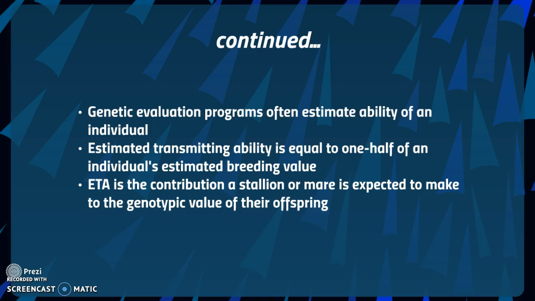Continued. Genetic evaluation programs often estimate the ability of an individual. Estimated transmitting ability is equal to 1/2 of an individual's estimated breeding value. ETA is the contribution a stallion or mare is expected to make to the genotypic value of their offspring.